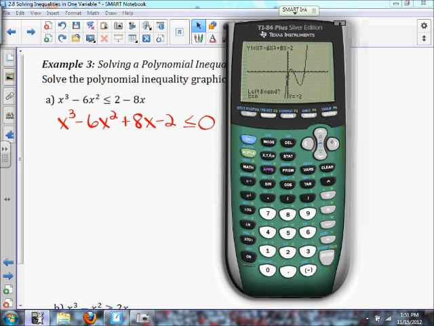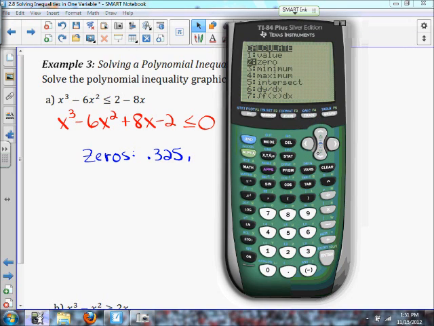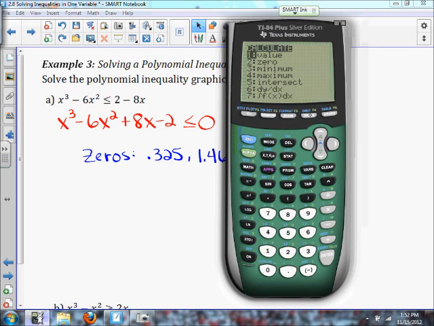So our first zero will be at 0.325. Our next zero will be at about 1.46. And our third zero will be at 4.214.